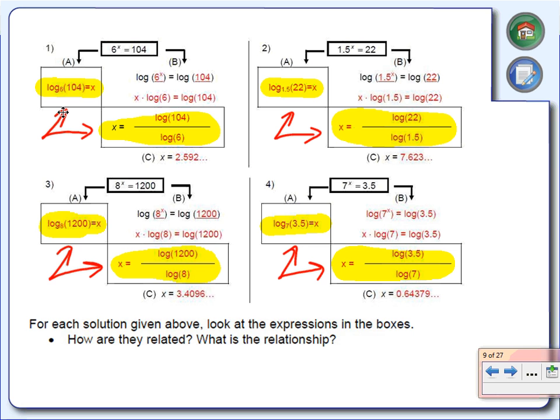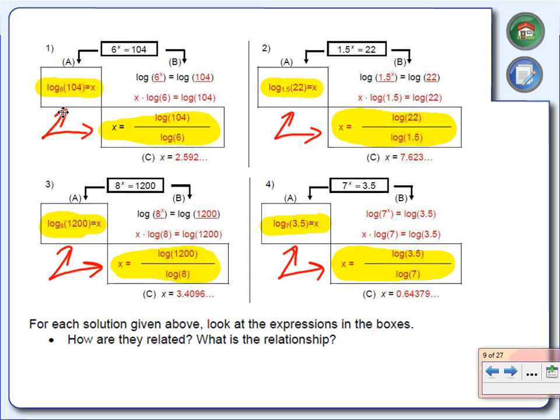What's that? The exponent is what? Divided by the base. All right. Anybody notice anything else? Anybody want to make it a little more quick? What? By the log of the argument. Ah, there we go.